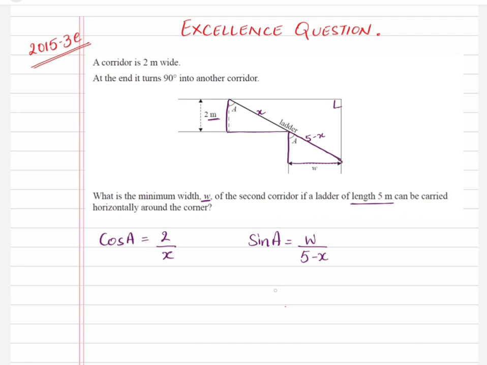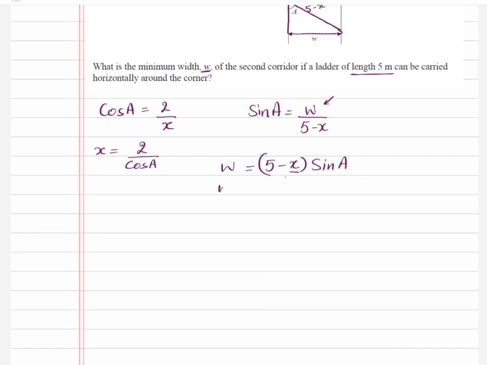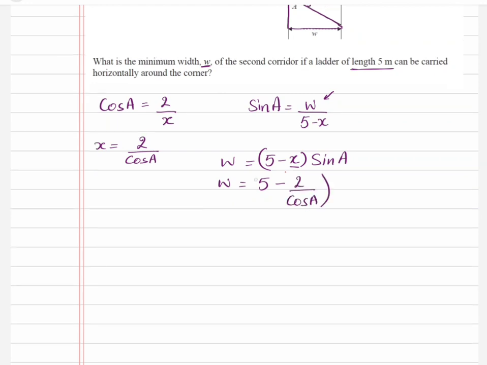All right, now with the help of this, we can change the entire equation. So here we have to find W. So let's find an equation for W first. So we will have 5 minus X sine A is equals to W, and I can write that this side, right? So W is equals to 5 minus X sine A. From the first equation, we can find X is equals to 2 over cos A. Right? Now if we substitute the value of X here, we will have W is equals to 5 minus 2 over cos A, sine A.